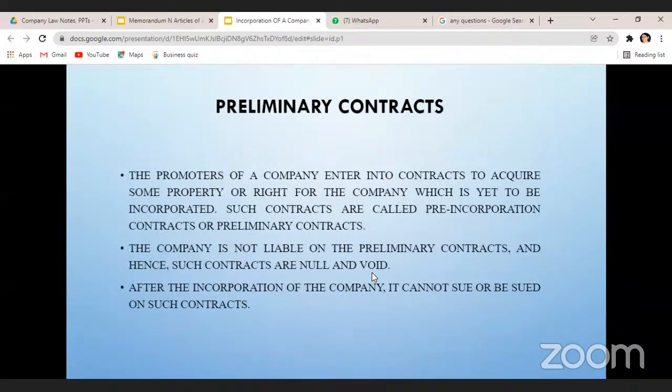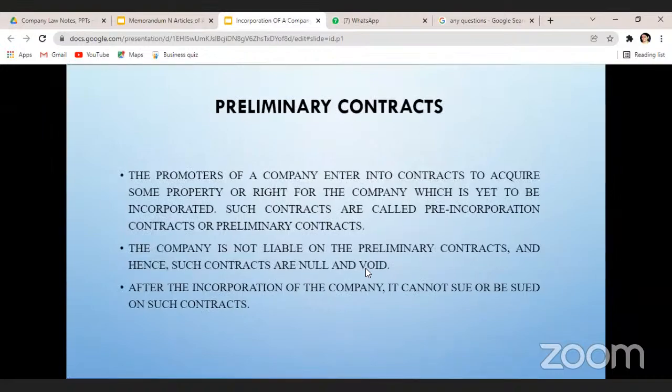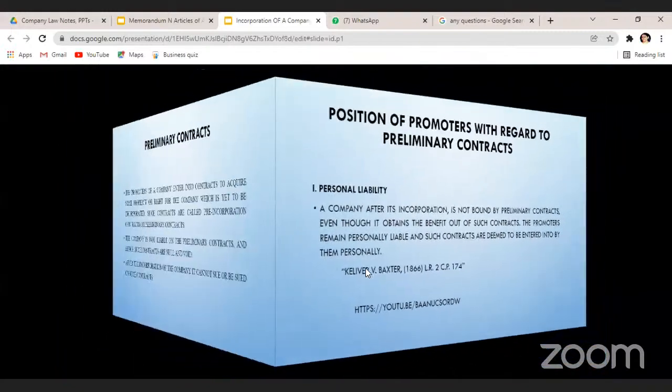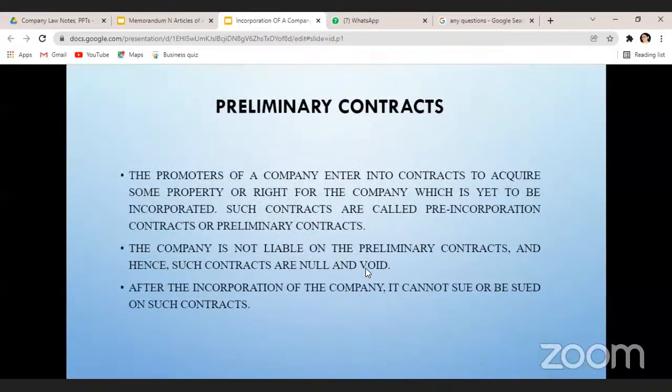Next, again, the legal position of a promoter relating to the preliminary contracts. Before we talk about that, we are supposed to understand what preliminary contracts are. Preliminary contracts are those contracts which are entered into by the promoter before the incorporation of a company in order to acquire some property or properties. Generally, in the case of these preliminary contracts, the company has no liability at all. These contracts are null and void. So the company cannot sue upon these.